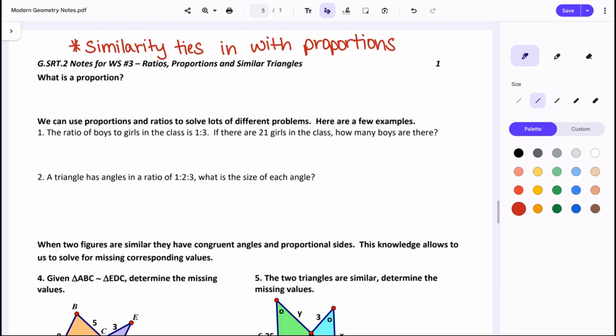So they are connected to each other because when you're having similar triangles, that means that a dilation occurred, and a dilation is going to affect the entire shape. So it's going to be proportional all the way around.